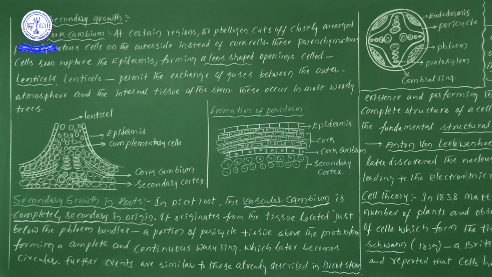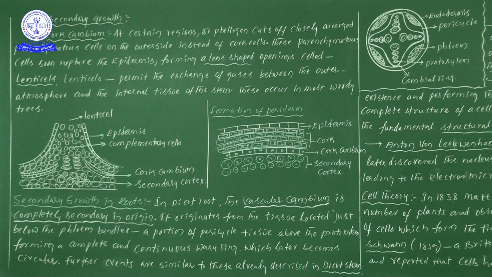Further events: because of the activity of the pericycle, the cambial ring is formed, and up to here it is new. When the vascular cambium forms due to the activity of the pericycle, the cambial ring lies between the xylem and phloem members. Here is the xylem and here is the phloem, and between them is the cambium. Once the vascular cambium formation is completed, what further events take place?